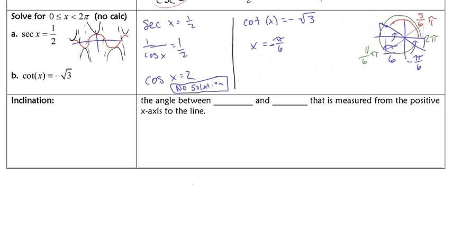And x is equal to, in quadrant 2, 5 pi over 6, or 5/6 pi. And in quadrant 4, we've got 11/6 pi, or 11 pi over 6. All right, hope that helps.